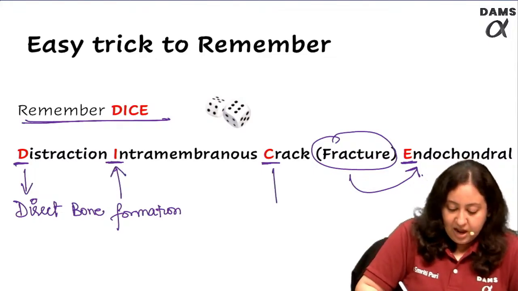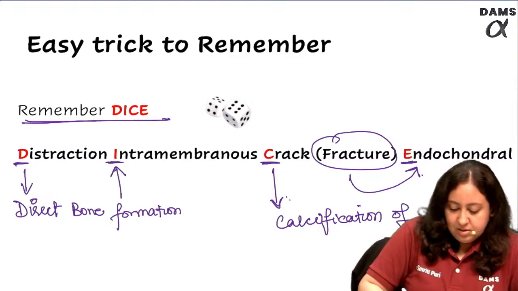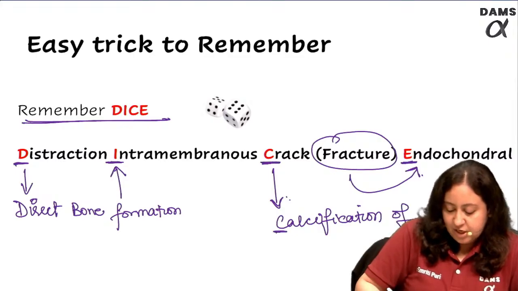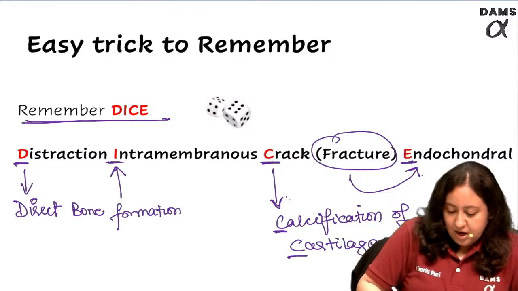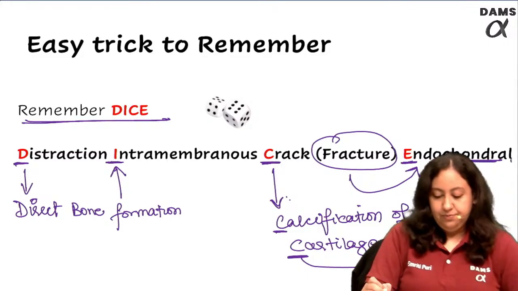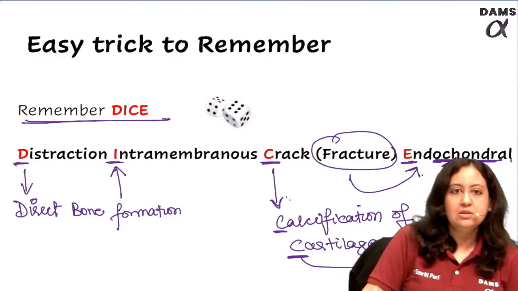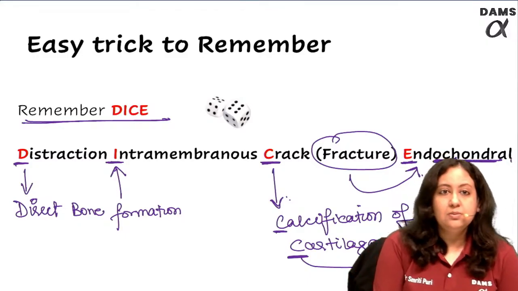And C for crack is endochondral because this is calcification of cartilage. Remember, C for crack, C for calcification, and C for cartilage. That is why endochondral. Cartilage is also known as chondral. Fine. Is it clear? Will you all remember this? I hope you will not forget.